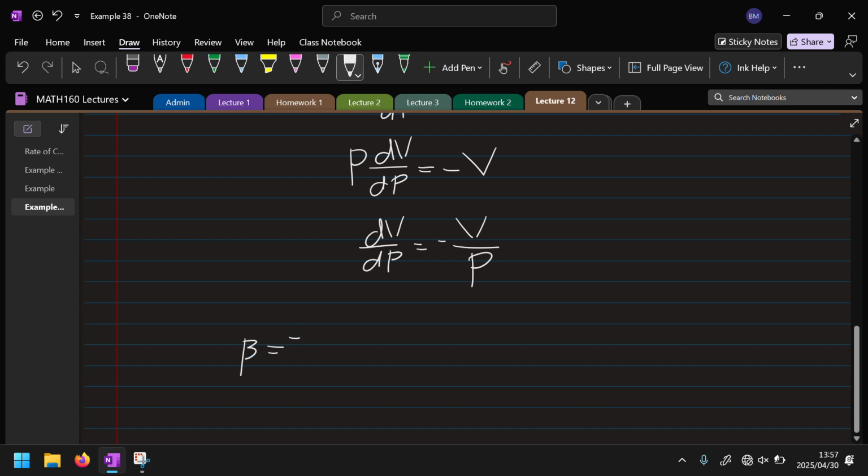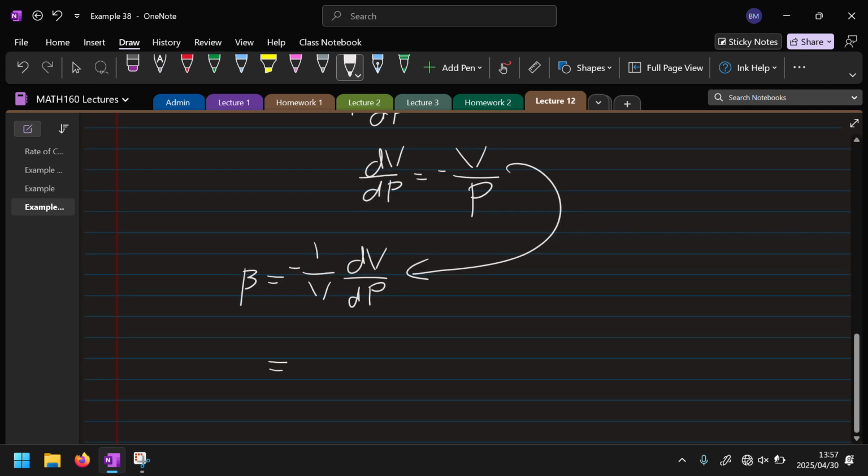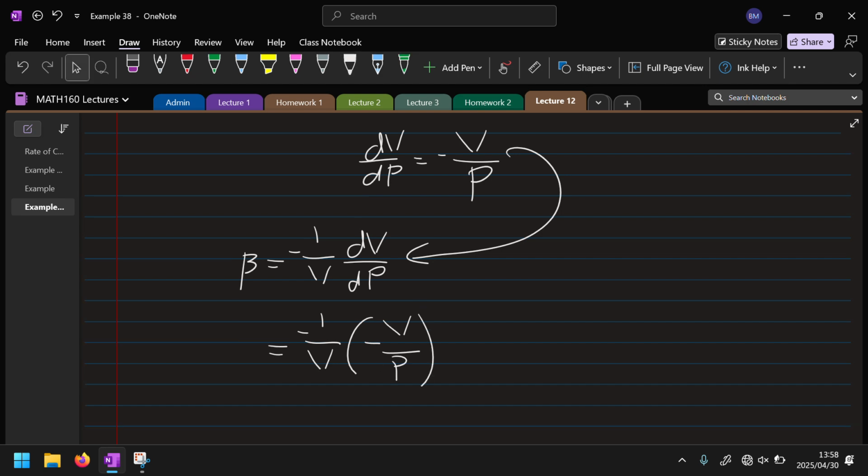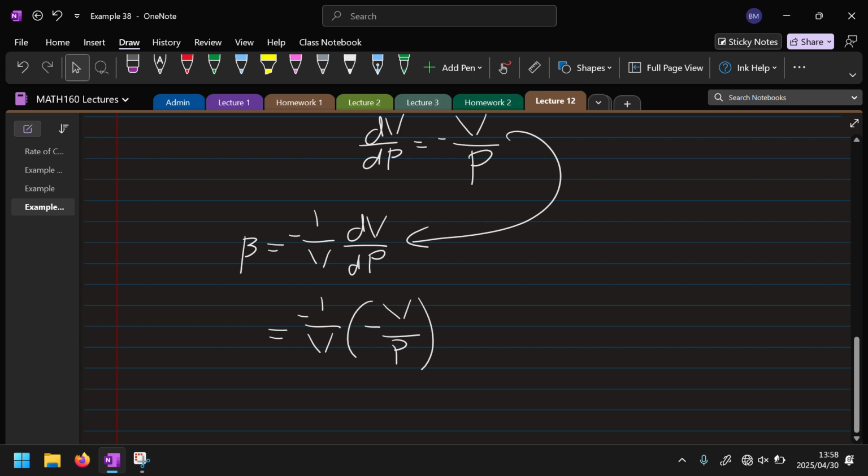So beta is minus 1 over V dV by dP. We know what dV by dP is now, so we can substitute that. So this is going to be minus 1 over V. dV by dP was minus V over P from the working we had before. Minus and a minus, that makes a plus. V at the top, V at the bottom, that's going to cancel. So we get 1 over P, which is what we wanted.